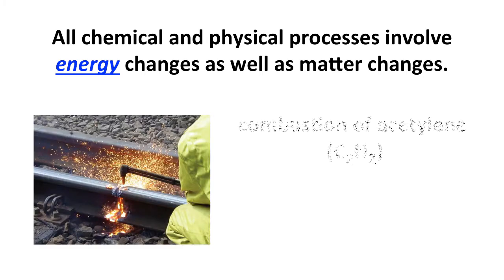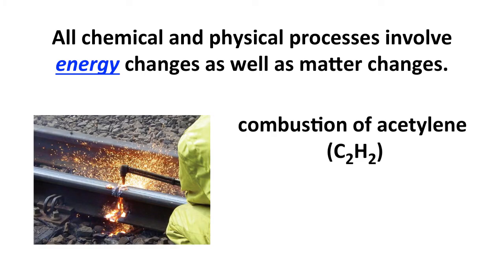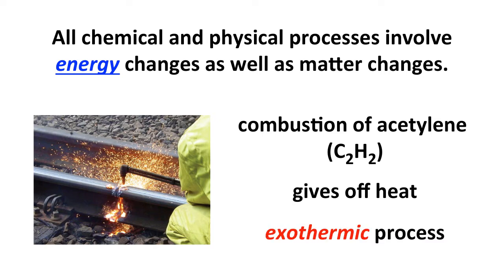For example, acetylene, C2H2, is a gas that can undergo combustion, and when it burns, it gives off heat. In fact, as shown in this picture, it gives off so much heat that it can be used to weld together railroad ties. Processes like this that give off heat are called exothermic.